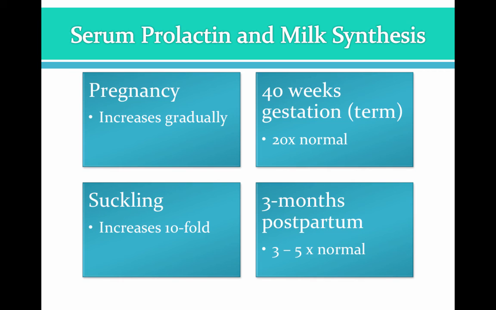And then whenever the mother breastfeeds her baby, prolactin levels increase again about 10-fold in response to suckling. And then after about 3 months postpartum, levels are 3 to 5 times normal. So they're still high. They're about 3 to 5 times higher than they would be before pregnancy, so higher than normal.